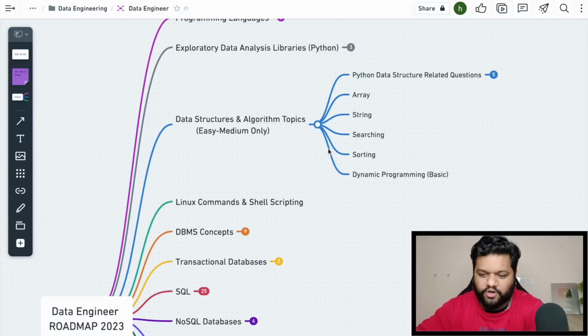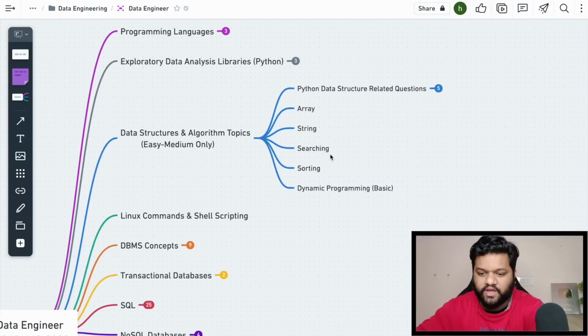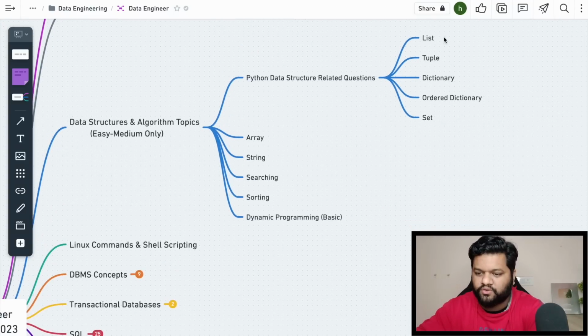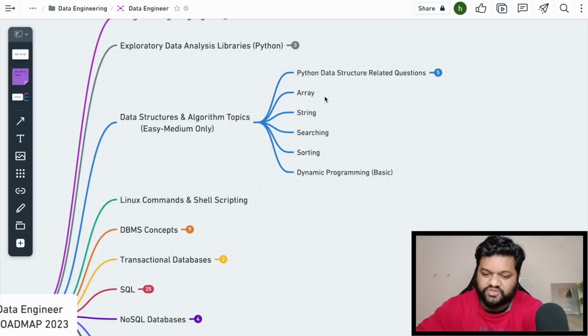So in this one, what topics should you definitely cover? First of all, Python related questions you might get in the interview. So try to cover these mandatory data structures of Python, like list, tuple, dictionary, ordered dictionary, set. Then the generic data structures and algorithm related topics like array, string, searching, sorting, and dynamic programming up to basic, or you can say easy to medium level.